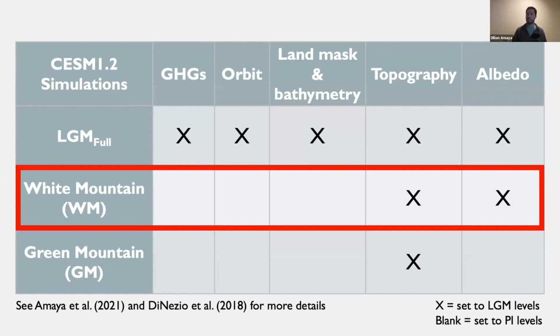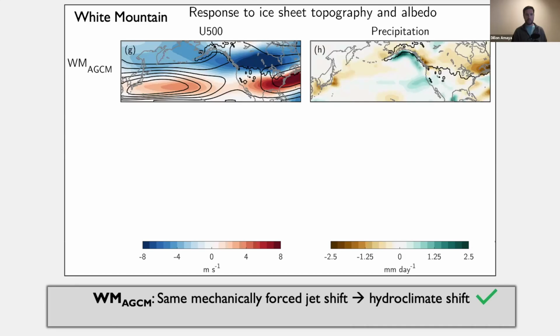Let's now add some complexity and add that additional thermodynamic forcing on top of the mechanical forcing using our White Mountain simulation. All right, so we'll look at the White Mountain simulation in the AGCM setup, and you'll notice that it looks very similar to the Green Mountain AGCM setup. So what that means is that the addition of albedo forcing didn't change anything, which means that mechanical forcing is the primary dominant driver of what's going on in White Mountain AGCM. So albedo forcing didn't change the response at all.